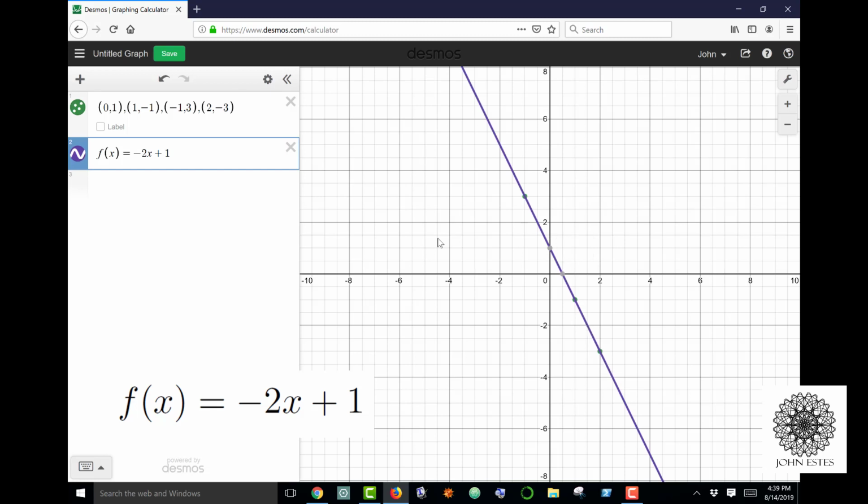And so if you had negative 2x plus 1 equals 0, now I'm talking about a linear equation, the solution of that would be this point here, 0.5, comma 0. And that's the point where negative 2x plus 1 equals 0. So linear equations fit into this as well.